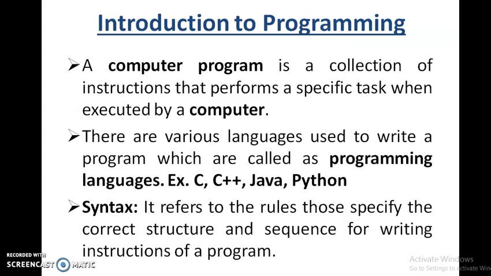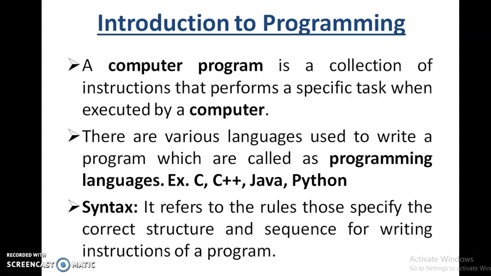Introduction to programming. A computer program. A computer program is a collection of instructions that performs a specific task when executed by a computer. When we have to do some task, some instructions are given to us and we follow it to complete that task or to obtain its result. The computer operates in the same way. It doesn't have its own brain.